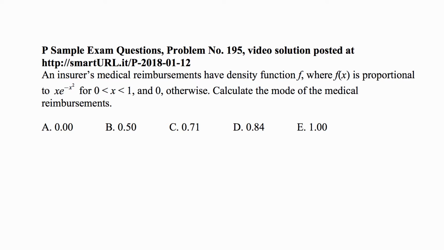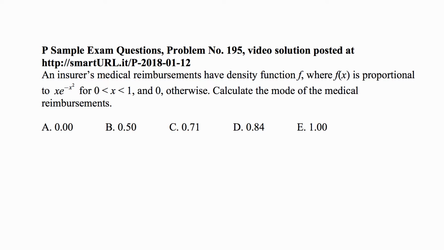This is a problem for exam P on probability. An insurer's medical reimbursements have density function f, where f of x is proportional to x times e to the minus x squared for x between 0 and 1 and 0 otherwise. Calculate the mode of the medical reimbursements.